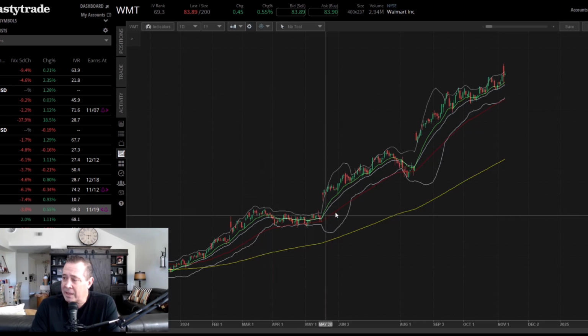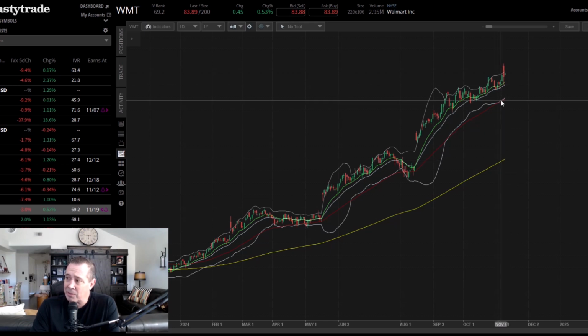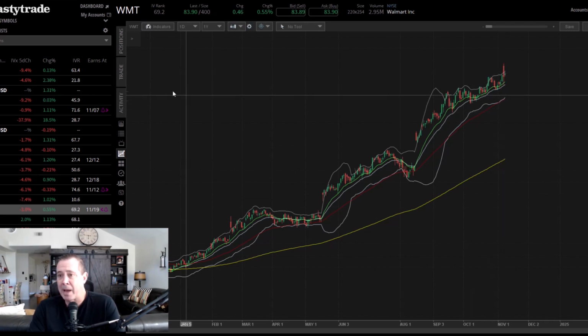Walmart. Okay, again, here is the chart. You can see the Bollinger Bands. It's at the top end of the Bollinger Band. That means it is overbought. So there's a good chance that it will move back down. Here's the 200-day moving average in yellow and the 50-day in red, and then the 13 days. So we're way up at the top right now. So I am looking for a pullback.